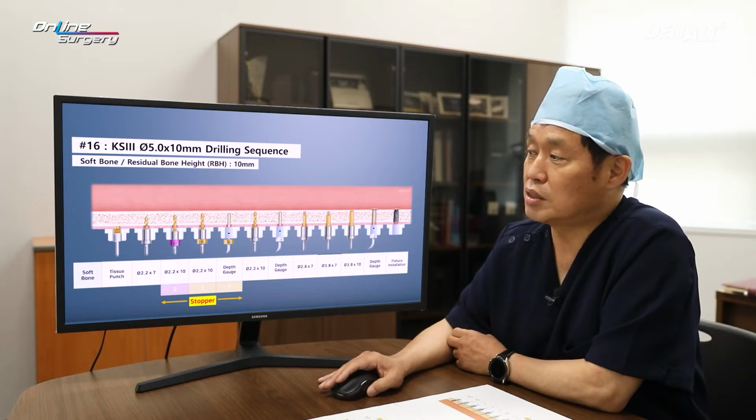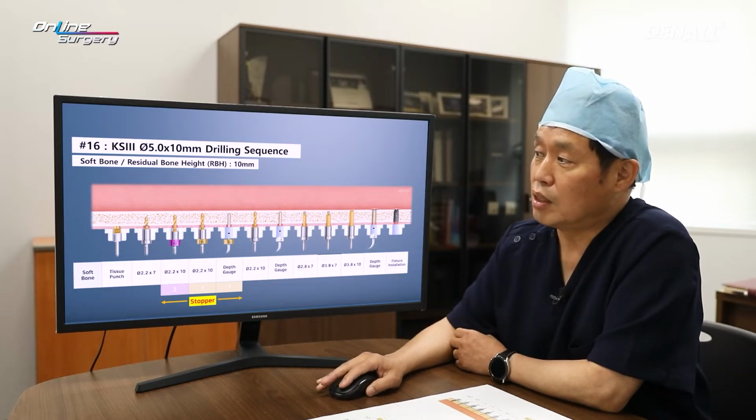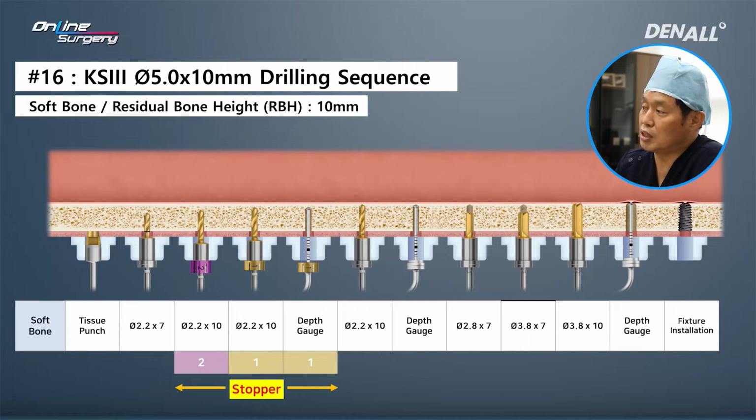The residual alveolar bone is 10 millimeter. And therefore, a 2.2 by 7 millimeter initial drill is going to be done. And I'm going to increase by 1 millimeter. For the 10 millimeter drill, I'm going to use a 2 millimeter stopper. So 8 millimeter drilling is going to be done. And then I'm going to use a 1 millimeter stopper so that 9 millimeter drilling is done. The depth gauge, the stopper is 1 millimeter. It becomes 0.6 millimeter longer and you need to check whether it's not penetrated.